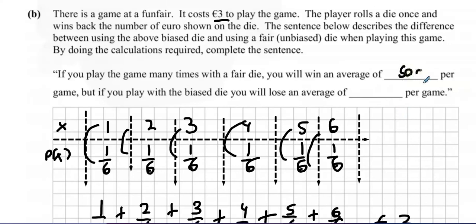Okay, but when you use the unfair dice, which on average you win €2.90, you make a loss of 10 cents per game because you're paying €3 to play, but you only get €2.90 back.